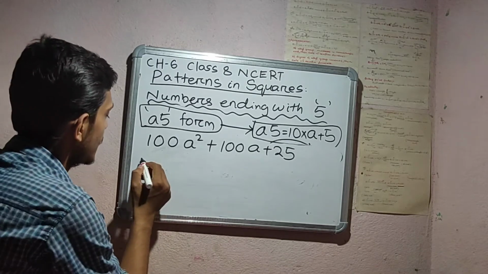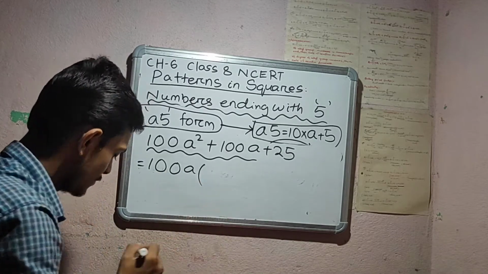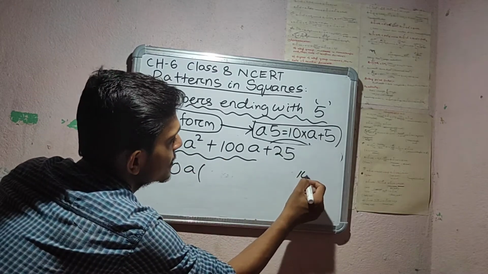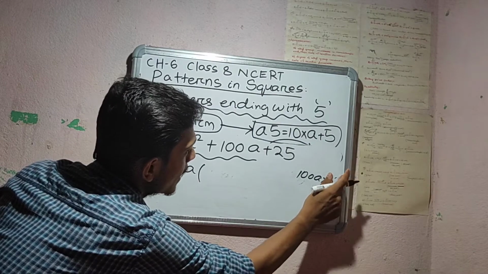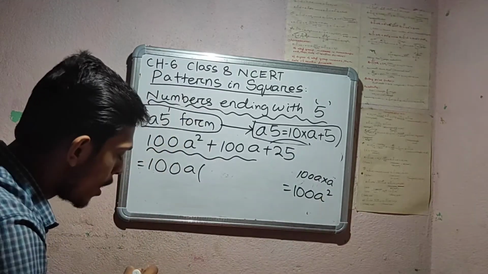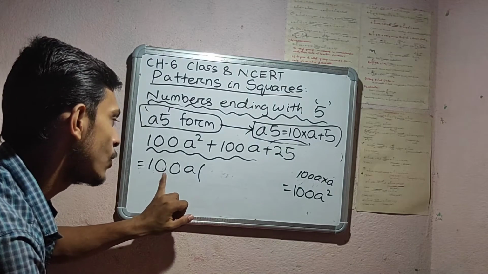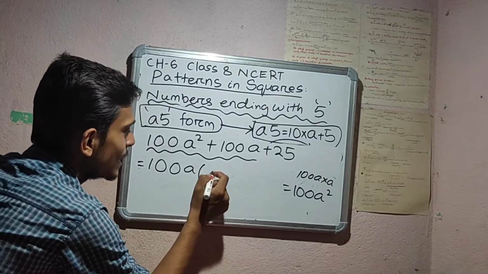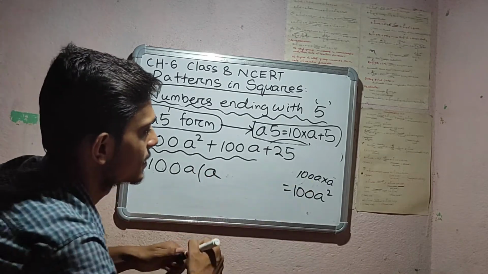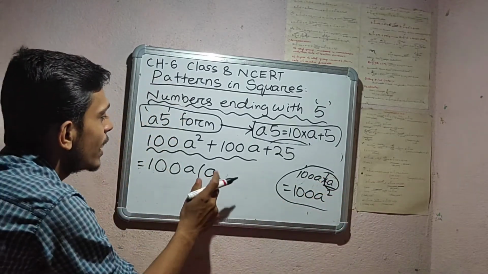So from these two terms, I have taken common 100A. Clear? 100A square, 100A. When 100A is multiplied with A, it gives 100A square. So in 100A square, there is a term 100A. So I have taken common 100A. What remains is A, because 100A is multiplied with A to give 100A square. So when I have taken 100A, what is the term remaining? That is A. So A is here.